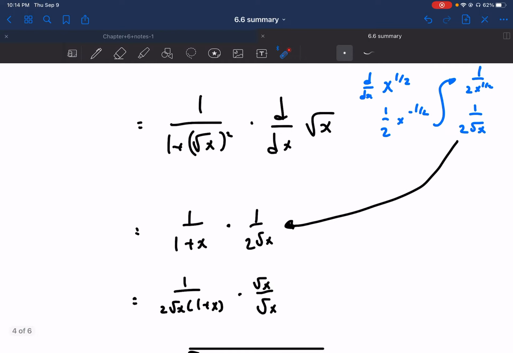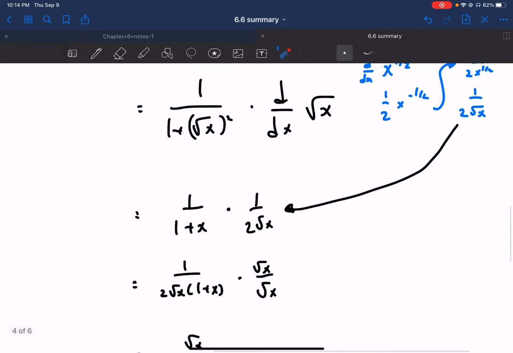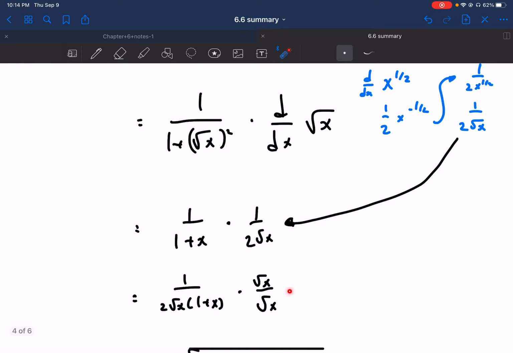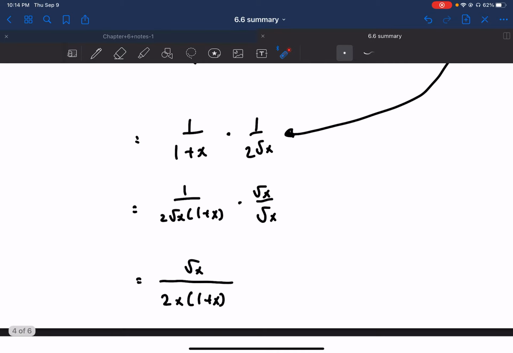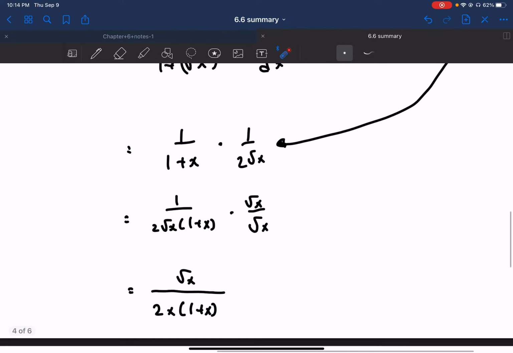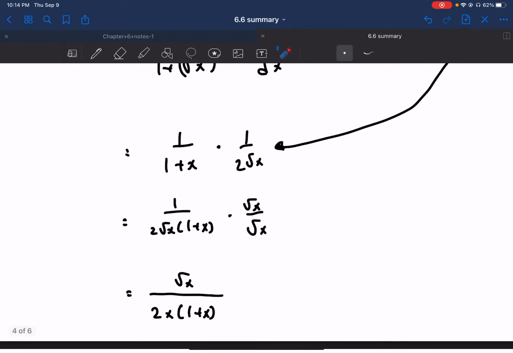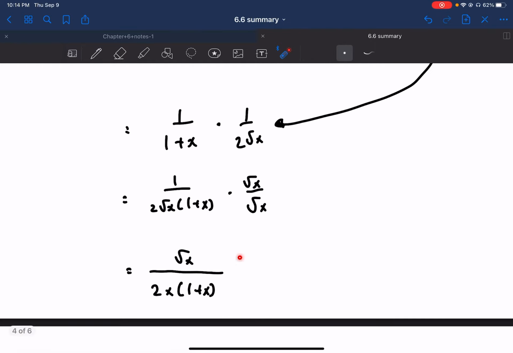Multiply the two together, and you get this portion right here, 1 over 2 square root of x, times parentheses 1 plus x. From there, you could multiply top and bottom by the square root of x. The top becomes the square root of x, and the two square roots of x multiplied together on the bottom equal x. So you would get 2x, parentheses 1 plus x, so the final answer would be the square root of x over 2x, parentheses 1 plus x.